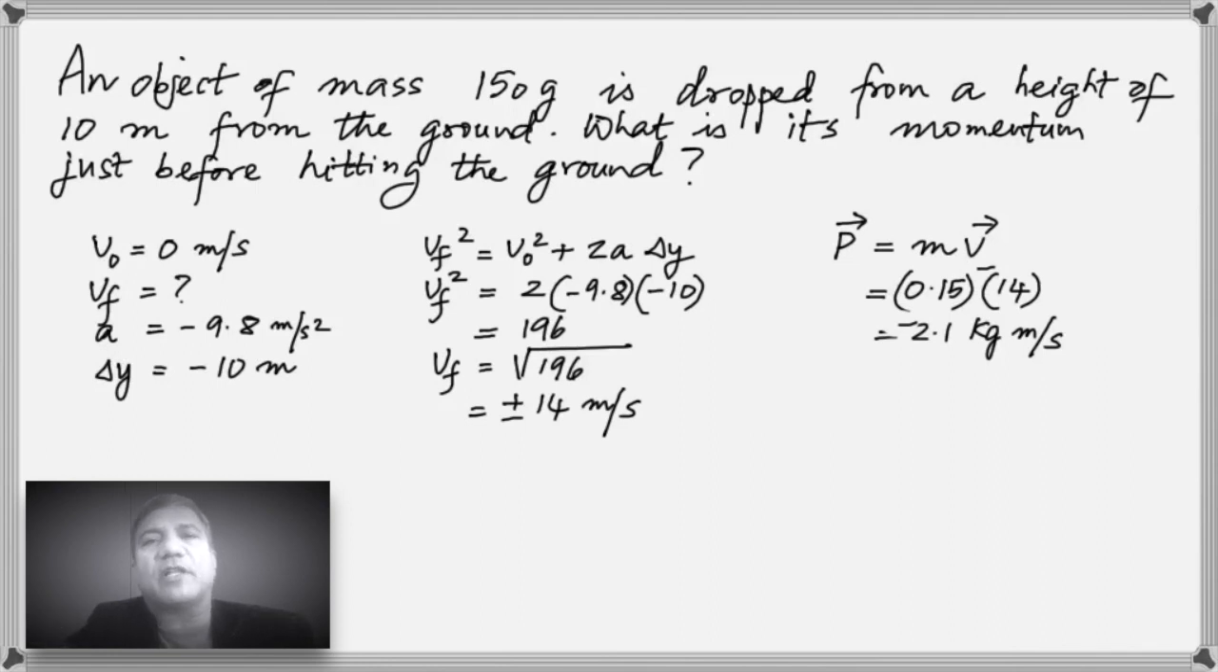If you're asked to find the magnitude of the momentum, you need not put the negative, which the word magnitude means just the absolute value. All right, I hope that makes sense now, right? So to find the momentum, find the velocity and multiply it with the mass. That takes us to the next one.